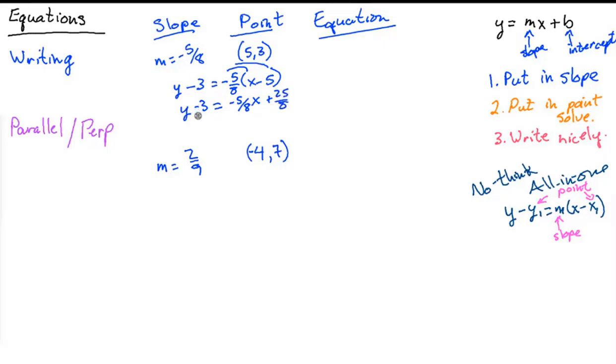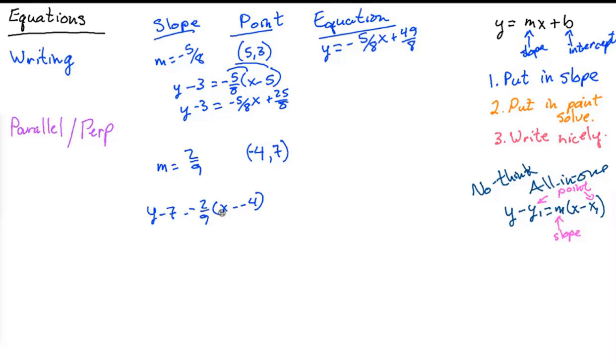And now we're going to add 3 to this side to make it look nice in y equals mx plus b form. So we add 3, and that's adding 24/8. So it's going to be y equals negative 5/8 x, and add 24/8 over there, and that's plus 49/8. Perfect. Let's try another one just to make sure we got it. Put in the slope, 2/9, times x minus a minus 4. And over here we get y minus 7.